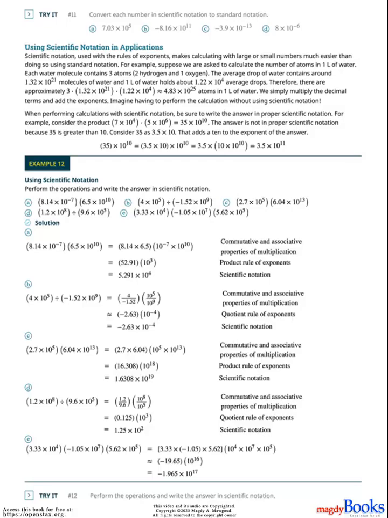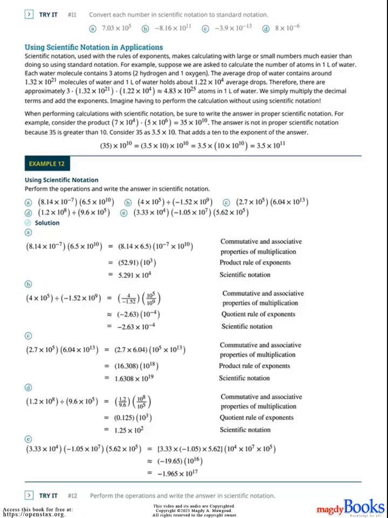We simply multiply the decimal terms and add the exponents. Imagine having to perform the calculation without using scientific notation. When performing calculations with scientific notation, be sure to write the answer in proper scientific notation. For example, consider the product (7 multiplied by 10 to the power of 4)(5 multiplied by 10 to the power of 6) = 35 multiplied by 10 to the power of 10. The answer is not in proper scientific notation because 35 is greater than 10.